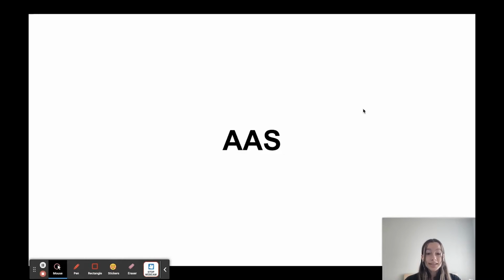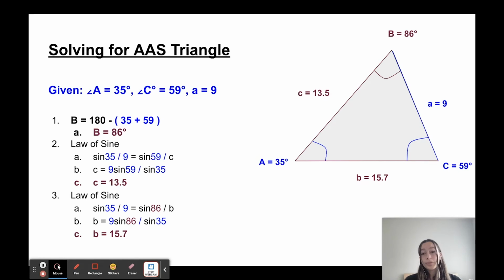I'm going to be presenting for scenario angle angle side, or AAS. We begin by solving for the unknowns in the triangle. We can start with our givens. We know angle A, which in this case is 35 degrees, angle C, which in this case is 59 degrees, and side A, which is 9.